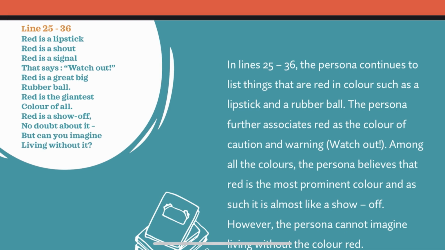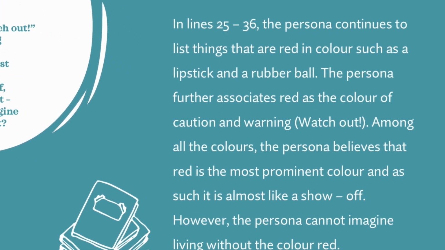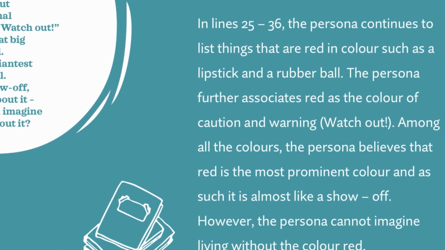Now we're down to the last lines section. Now line 25 until line 36. Okay, line 25 sampai line 36 bermula dengan red is a lipstick and ends with living without it. Okay, so kita boleh tengok dekat sini. Persona ni continues to list things that are red in color, such as a lipstick and a rubber ball. Okay, dekat lines ni, persona ni sambung bercerita tentang beberapa benda yang berwarna merah. Contohnya lipstick ataupun rubber ball.